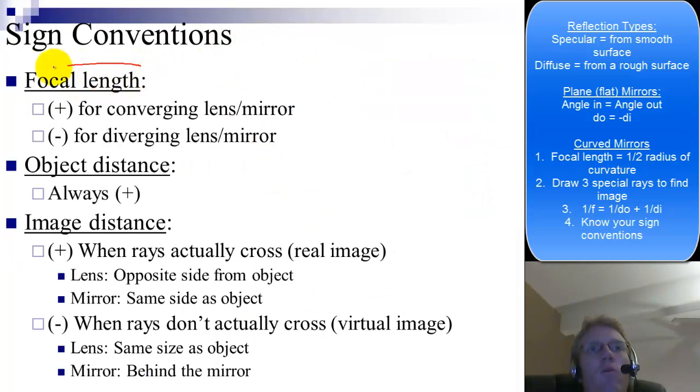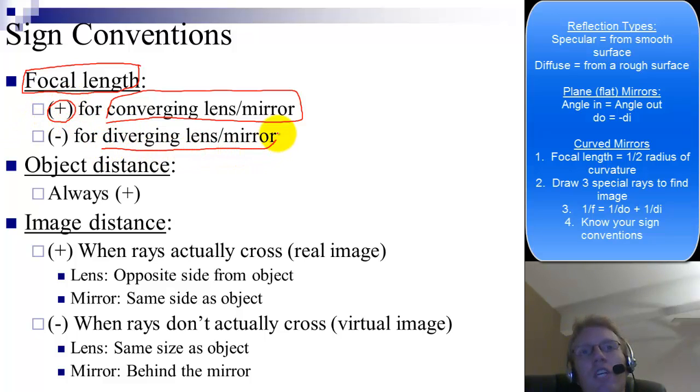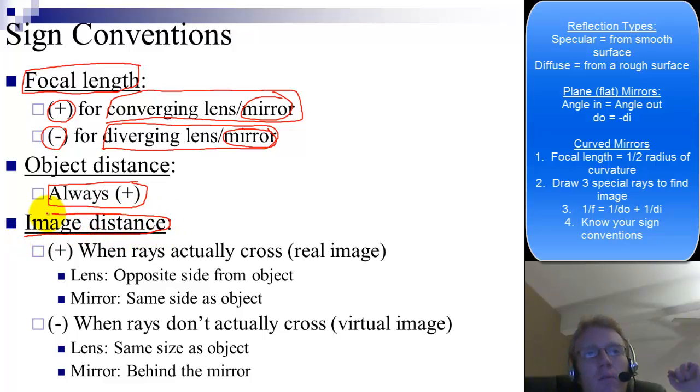Focal length: if it's a converging lens or mirror, the light is converging down to a point, use positive focal length. If it's a diverging lens or mirror, you want to use a negative value. Right now we've only been doing mirrors, but we'll soon learn about lenses, and the formula and the sign conventions are the same, so it's nice to memorize them together. Focal length is positive if the light is converging, negative if the light is diverging. The distance to the object is always positive. That's easy to remember.